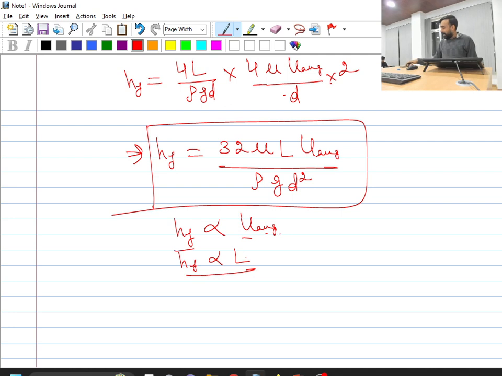Now we have some more generic correlations for head loss calculation, which are applicable for both laminar and turbulent flow. Okay, so I will discuss that part in the next class.